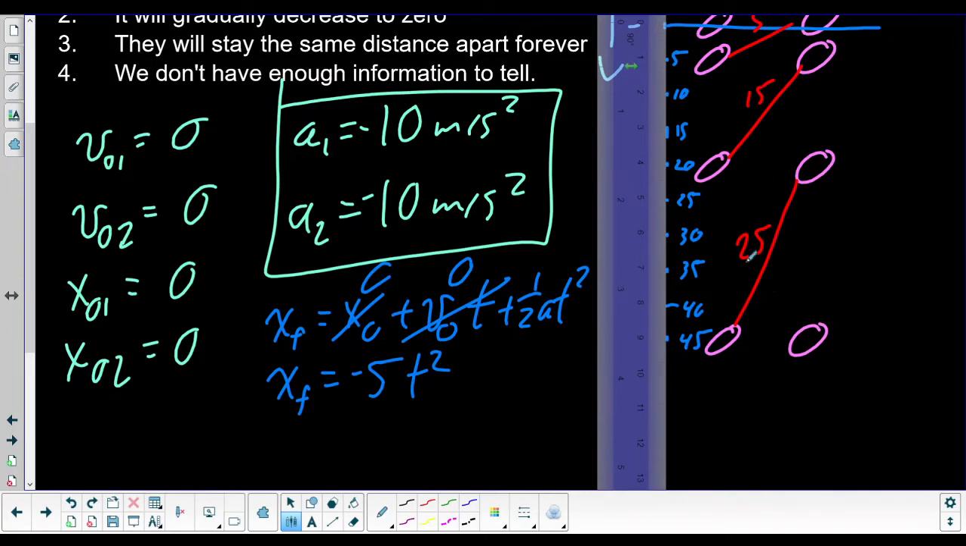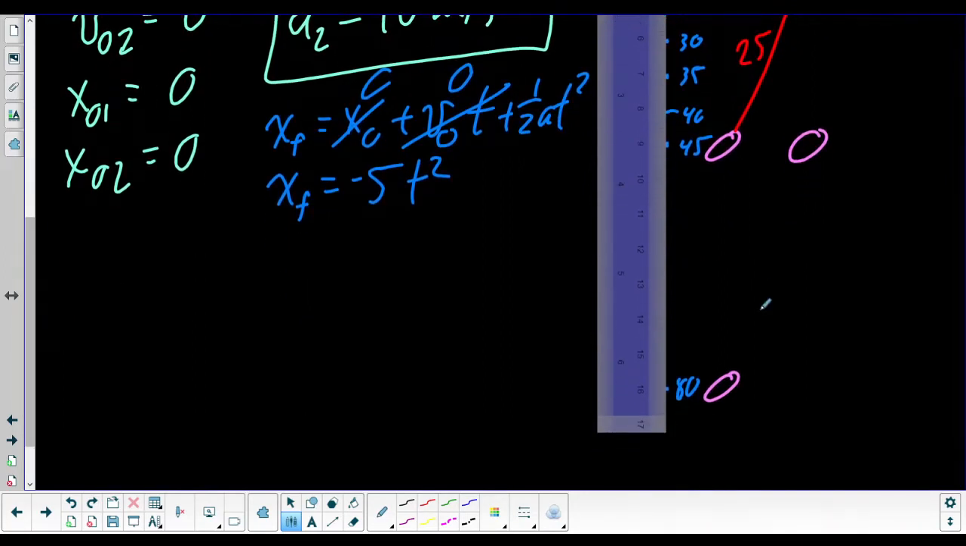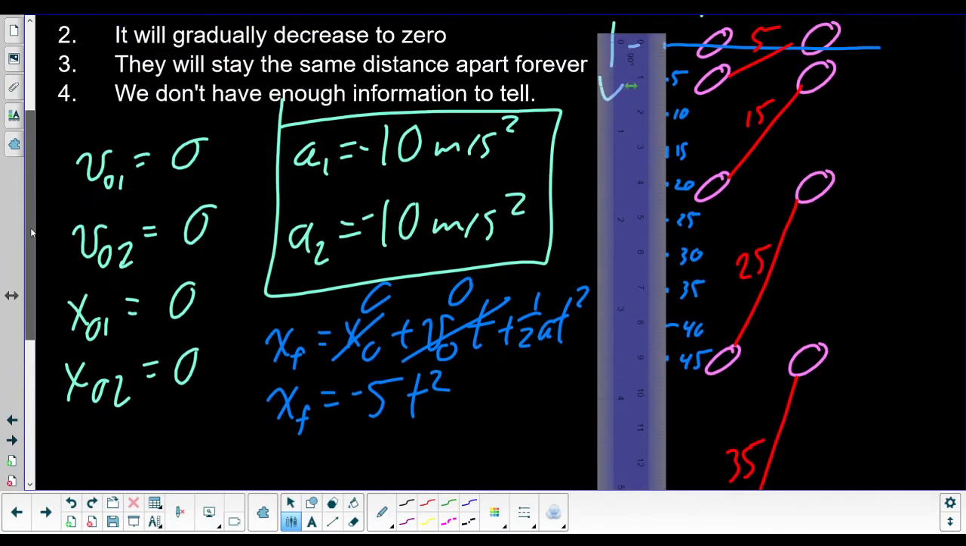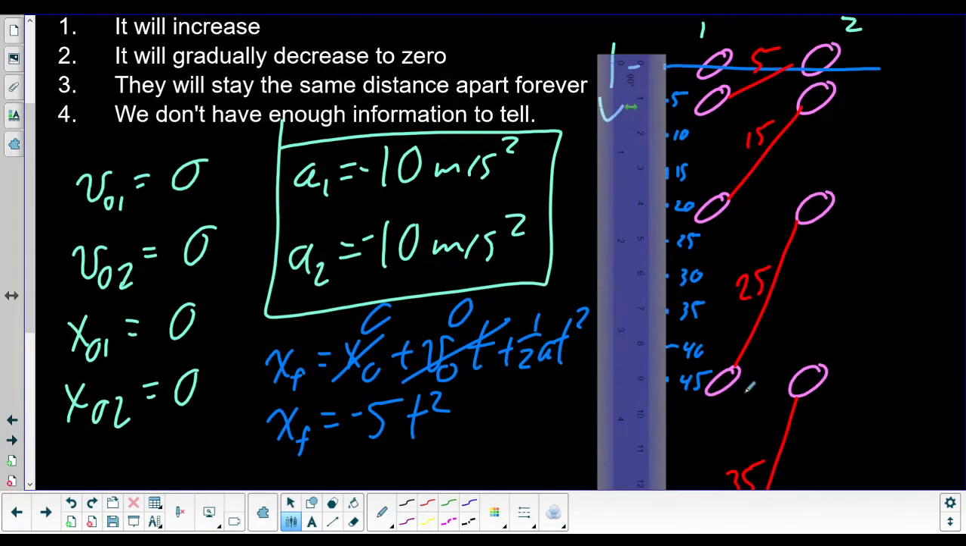And then you can see a pattern here. 5, 15, 25. The next one will be 80 to 45. This is 35. Next one will be 45, then 55. So we don't really have an equation to do this, right? We don't have a way to include this 1 second delay. But if we draw a picture, it becomes really easy for us to visualize and compare their positions.